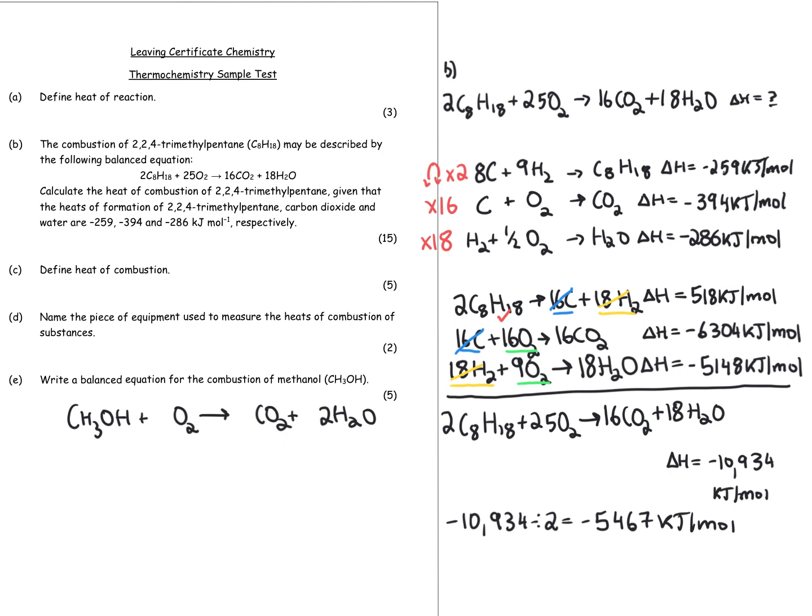That skews up our oxygens a little bit, so we'll go back and look at the oxygens. On the left-hand side, we're going to have 3 oxygens. On the right-hand side, we now have 2 and 2, so we'll have 4. So we're just going to need 1.5 of these to make it balance out.